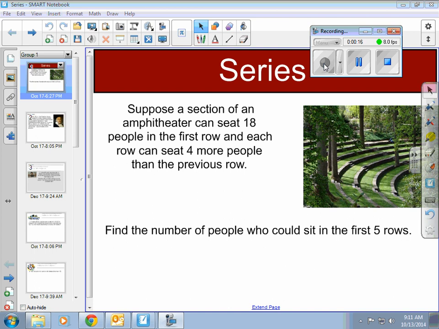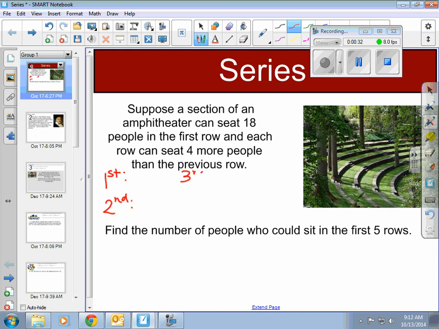Suppose a section of an amphitheater can seat 18 people in the first row, and each row can seat 4 more people than the previous. It says find the number of people who could sit in the first 5 rows. What you would need to know is how many in the first, the second, the third, the fourth, and the fifth.